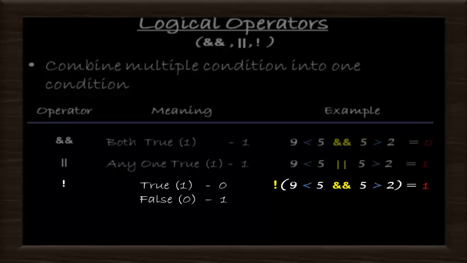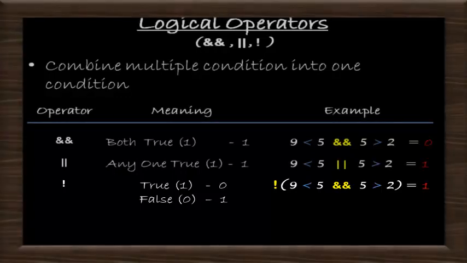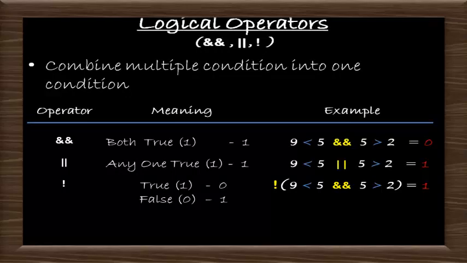So 9 less than 5 and 5 greater than 2, which is your first example's question there. We know that the result of the value within the bracket is 0. Since before that bracket your NOT operator is present, the value will be inverted. Since the value is 0 there, the result of the NOT operator is 1. Hope it is clear to you. So we'll see an example of this in the coding window.